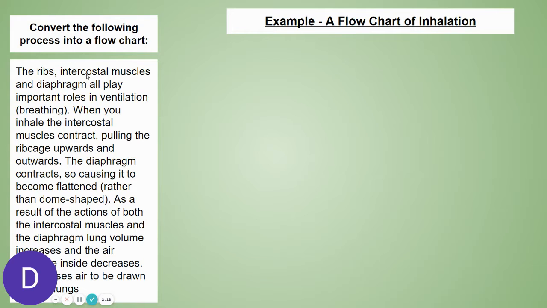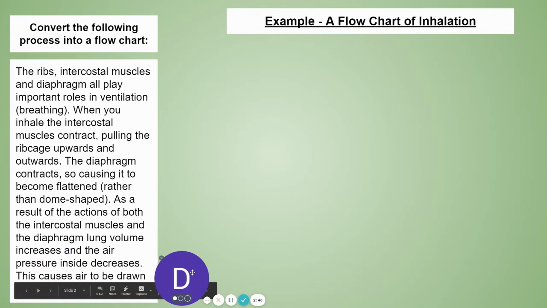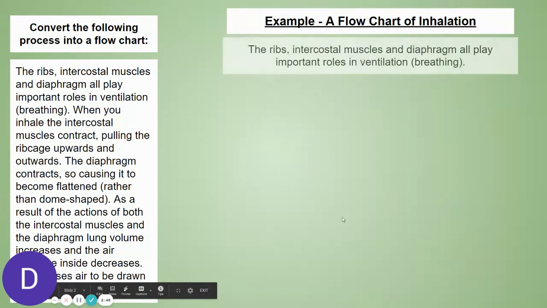The ribs, intercostal muscles and diaphragm all play important roles in ventilation, breathing. When you inhale, the intercostal muscles contract, pulling the ribcage upwards and outwards. The diaphragm contracts, causing it to become flattened rather than dome-shaped. As a result of the actions of both the intercostal muscles and the diaphragm, lung volume increases, and the air pressure inside decreases, and this causes air to be drawn into the lungs.